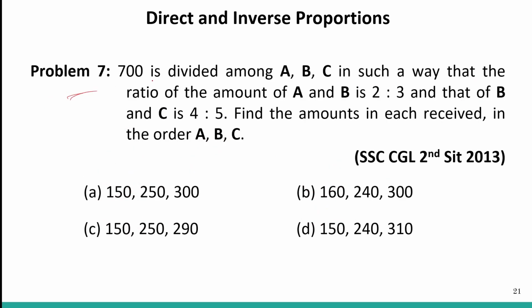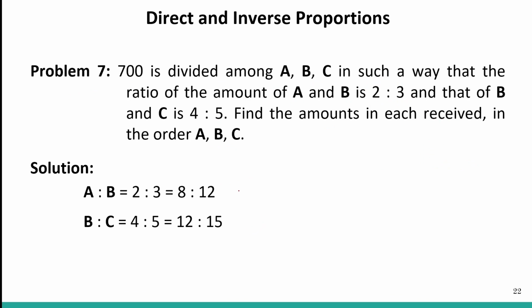So let's see problem number 7. If 700 is divided among A, B and C in such a way that the ratio of the amounts of A and B is 2:3 and that of B and C is 4:5, find the amounts each received in order A, B, C. Is it 150, 250, 300 or any one of these four? This question was asked in the SSC CGL second sitting 2013 paper.